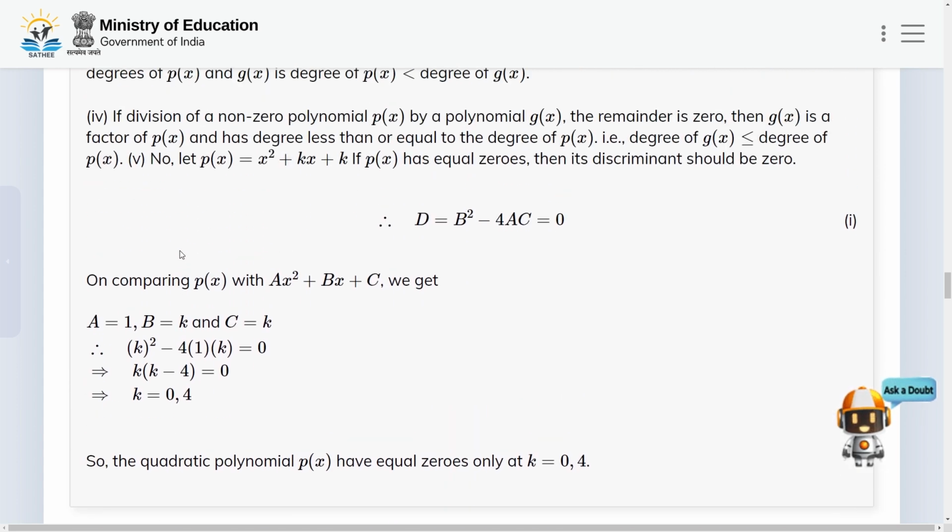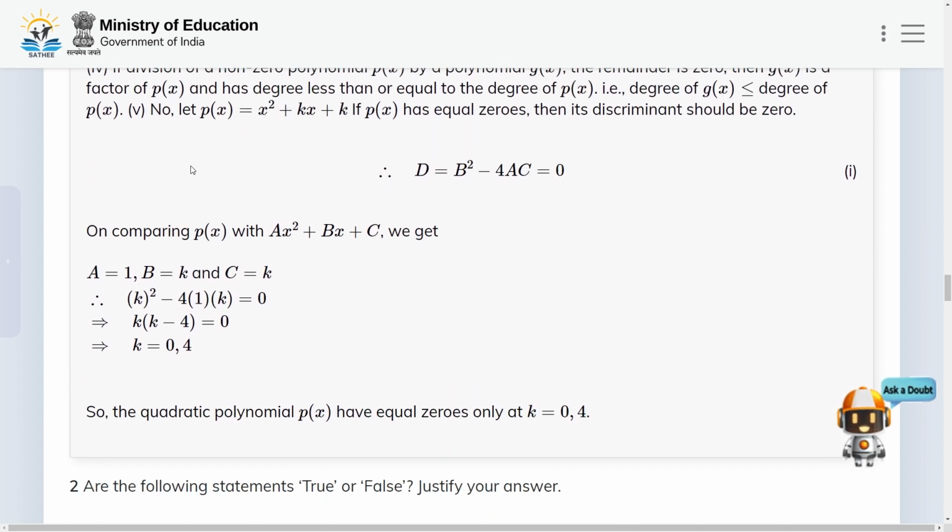So here the answer is no. Let p of x equal x square plus kx plus k, and if p of x has equal zeros, then its discriminant should be 0. Therefore D, this is equal to b square minus 4ac, and this is equal to 0.